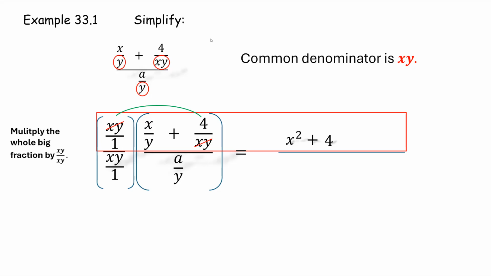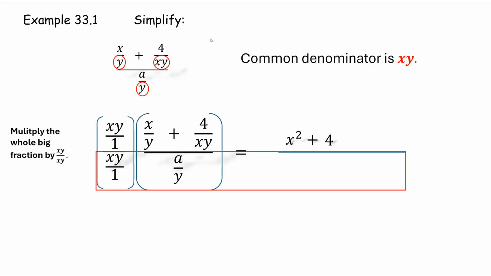Okay, now we will look at the bottom part of this problem. And we'll multiply xy times a over y. And when we do that, the y's will cancel, and we end up with ax. And that is how you do it.